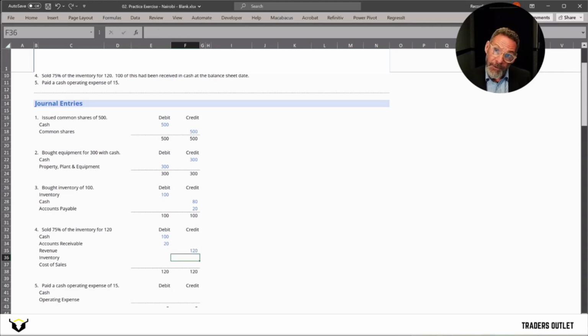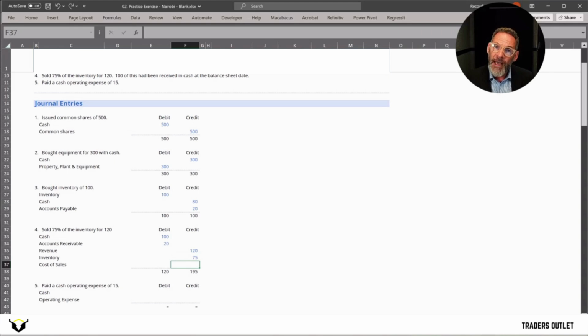Now, our journal entry balances, but we haven't done the full transaction because we've recorded the revenue from selling the inventory, but not the expense of buying that inventory. So that's what we need to do next. So what's happened to our inventory? Well, we've sold 75%. So we're decreasing an asset. Remember, when we decrease an asset, that's a credit, and that's 75, or 75% of 100.